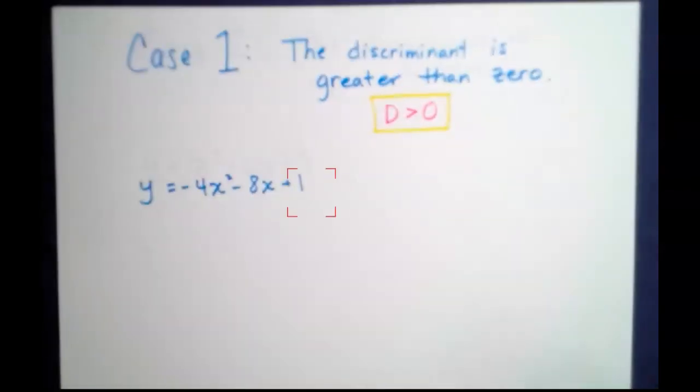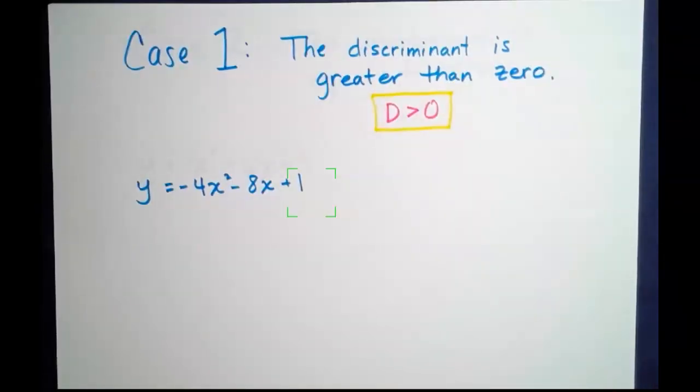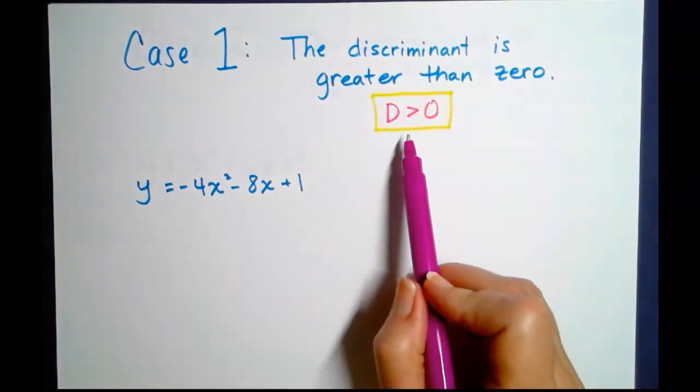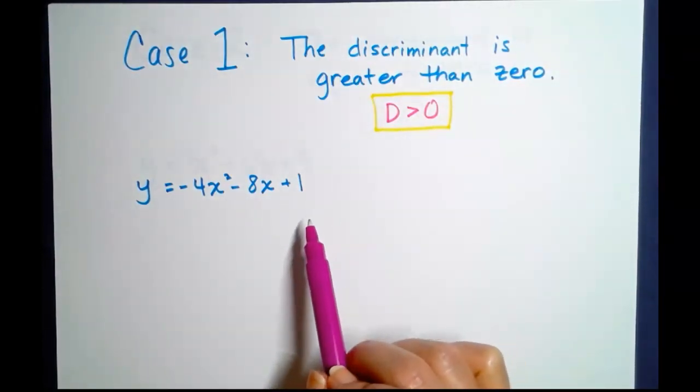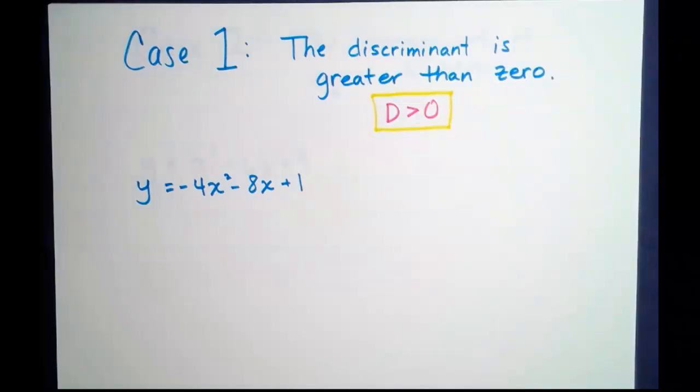So we've got 3 examples here, one of each case, so we can see how this works. So first of all, case 1, what happens when the discriminant is greater than 0? D is greater than 0. So we have y equals negative 4x squared minus 8x plus 1. We're going to go ahead and solve this using the quadratic formula.